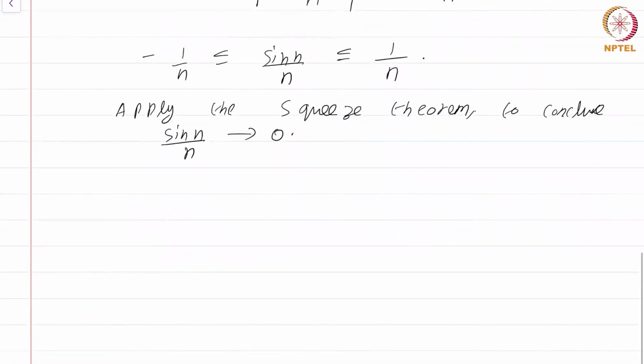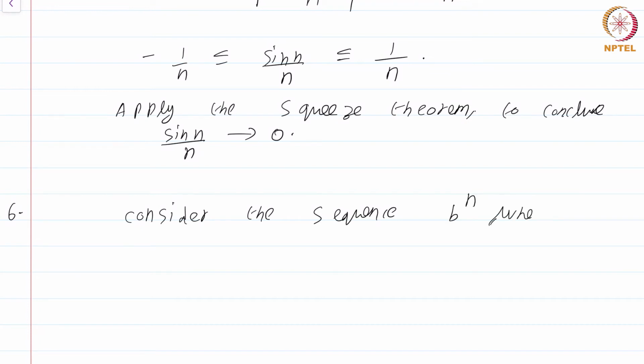Okay, so this was a somewhat involved example. Now let's see some more. What I'm going to do now is consider the sequence a power n. Note, this is not a power n. So to make it ultra precise, consider the sequence b power n, where b is fixed.